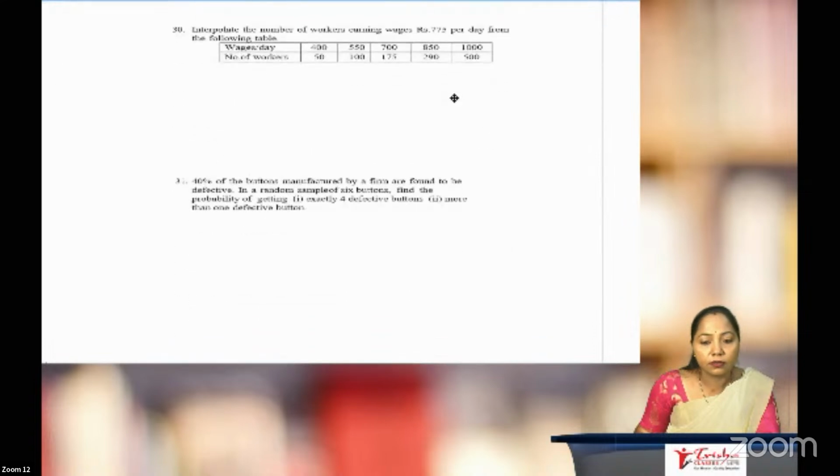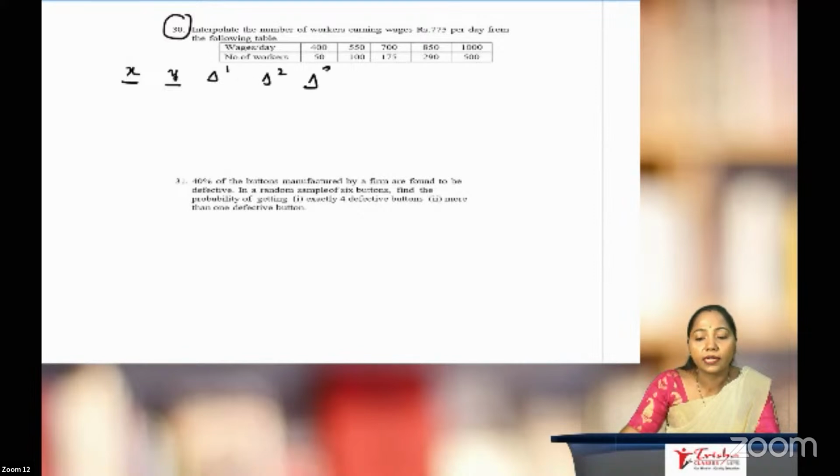So question number 30. I was discussing question number 30, interpolation, extrapolation. In this case, a complete table is given without a missing value. So which method do we use here? It is Newton's method. X and Y, we write all the values and then we find the differences, delta 1, delta 2, delta 3 and so on, depending on the differences that are obtained.